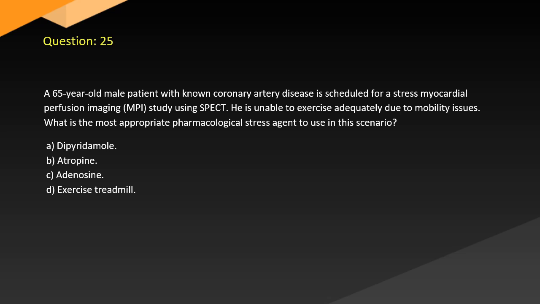Question 25. A 65-year-old male patient with known coronary artery disease is scheduled for a stress myocardial perfusion imaging, MPI, study using SPECT. He is unable to exercise adequately due to mobility issues. What is the most appropriate pharmacological stress agent to use in this scenario?